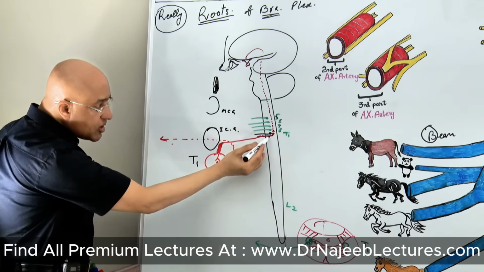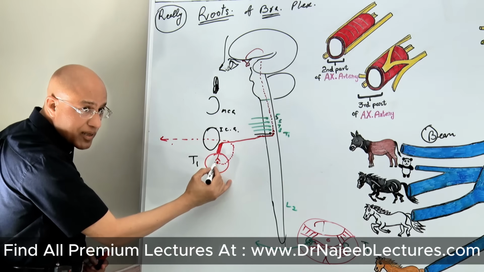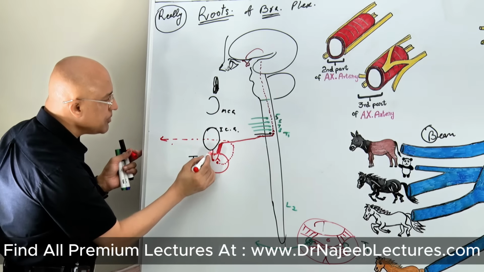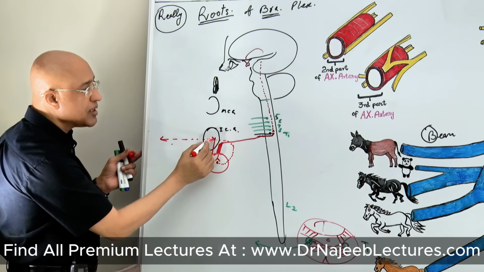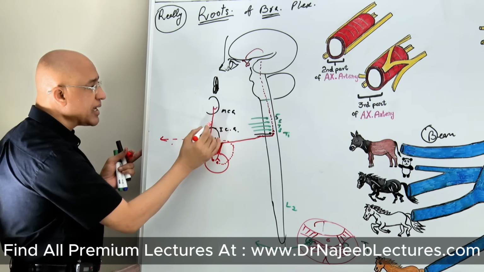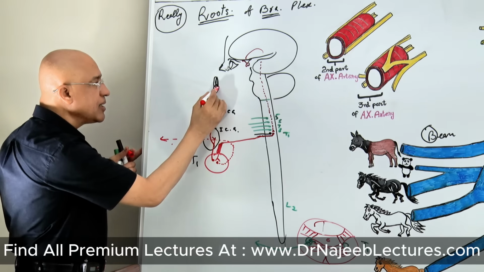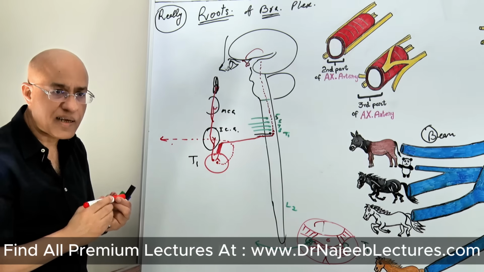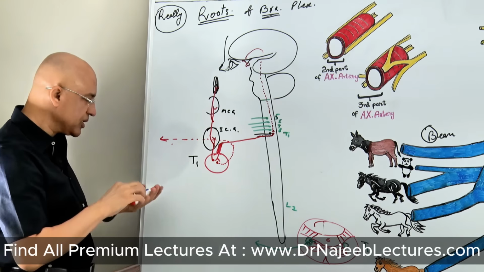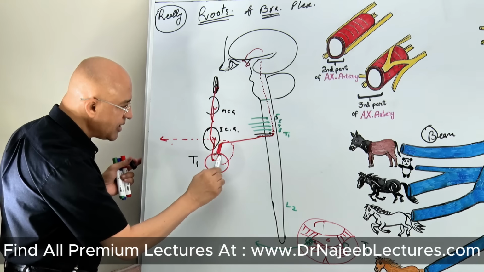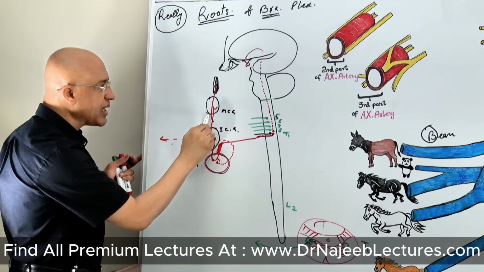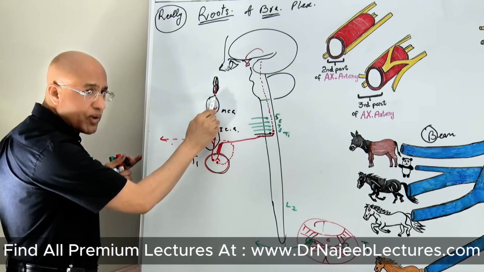Now, these fibers which were coming from here, preganglionic, some of these preganglionic fibers go up. Some of them terminate at the inferior cervical ganglion, some of them continue and terminate at the middle cervical ganglion, some of them continue and terminate at the superior cervical ganglion. Is that clear? Now, in this way, these ganglia are connected with each other, right? What was this ganglion? Thoracic ganglion, then inferior cervical ganglion, then middle cervical ganglion, then superior cervical ganglion.